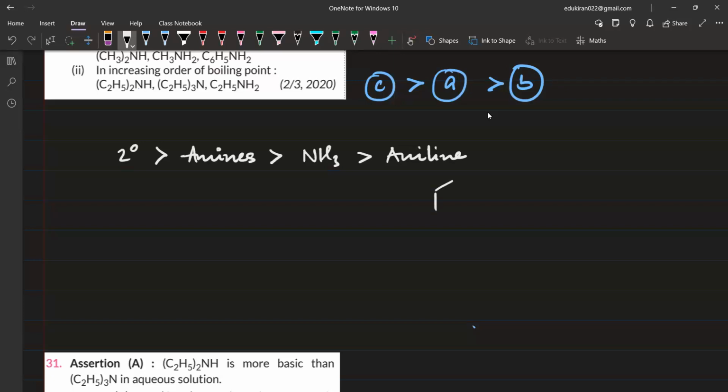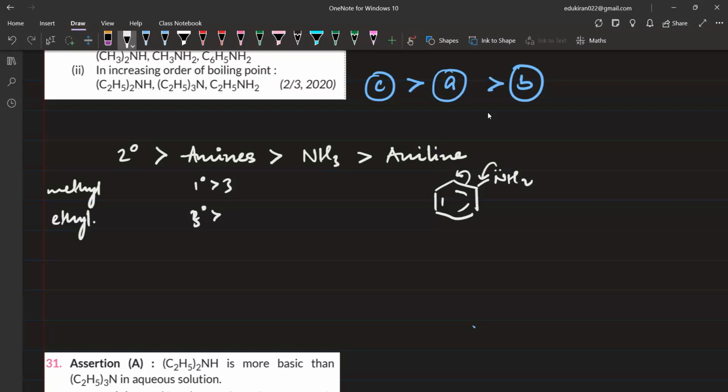aniline में पंगा ये हो जाता है that aniline is having double single double, and then you are having NH2. Here you have lone pair electrons, and this lone pair electron is delocalized. It is not available for the basic nature. अच्छा, you can have methyl substituent and you can have ethyl substituent. ठीक है, जब methyl substituent होता है then 1 degree is ज्यादा basic than 3 degree, and जब ethyl होता है तब 3 degree ज्यादा basic than 1 degree.